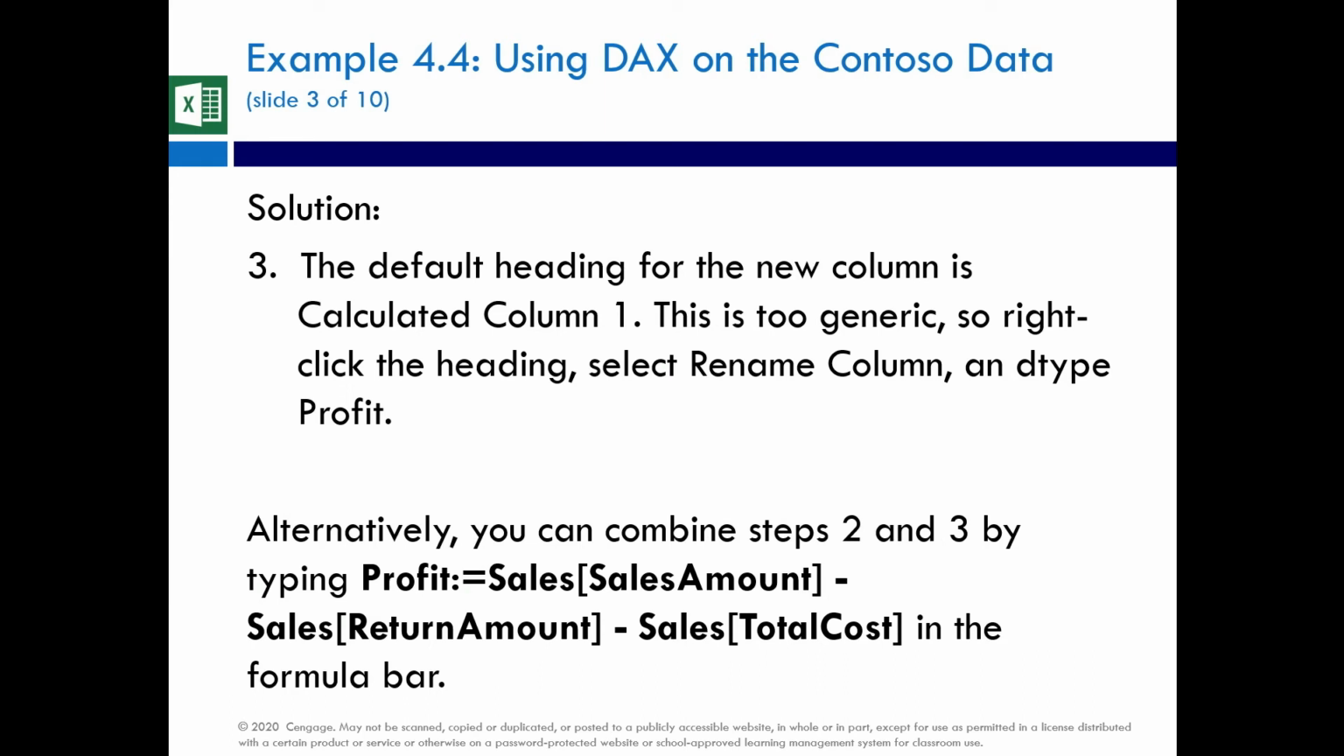Solution: the default heading for the new column is Calculated Column 1. This is too generic, so right-click and rename it to Profit. Alternative: you can combine steps 2 and 3 by typing Profit equals Sales[SalesAmount] minus Sales[ReturnAmount] minus Sales[TotalCost] in the formula bar.